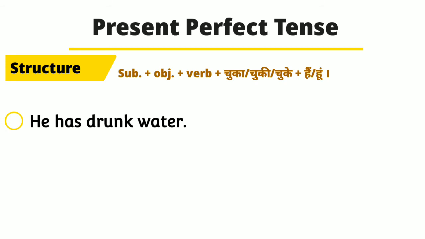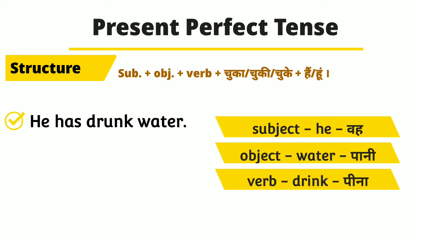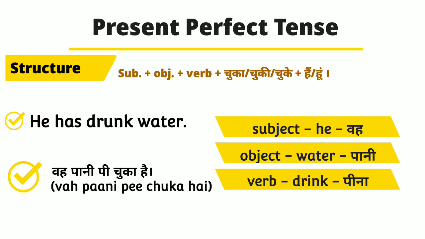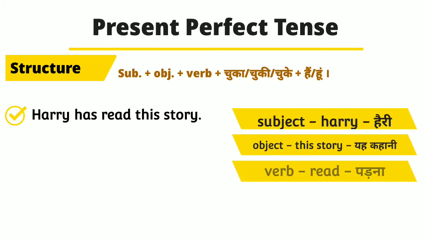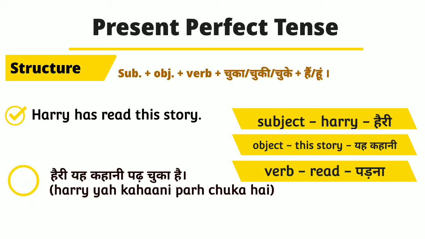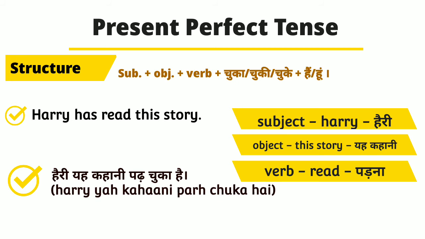Next sentence is he has drunk water. Subject he means वह, object water पानी, verb drink पीना, वह पानी पी चुका है. Next sentence is Harry has read this story. Subject Harry, object this story यह कहानी, verb read means पढ़ना, हैरी यह कहानी पढ़ चुका है.